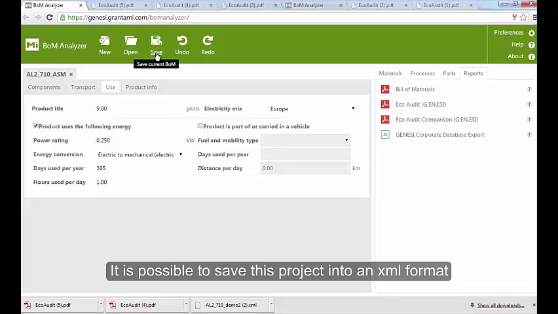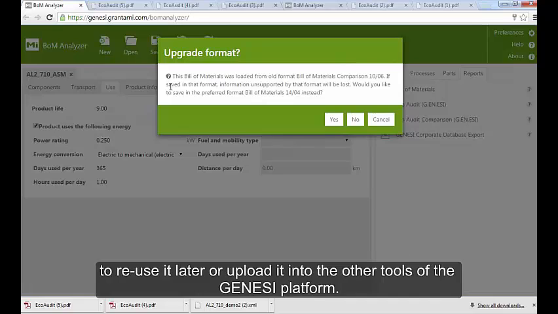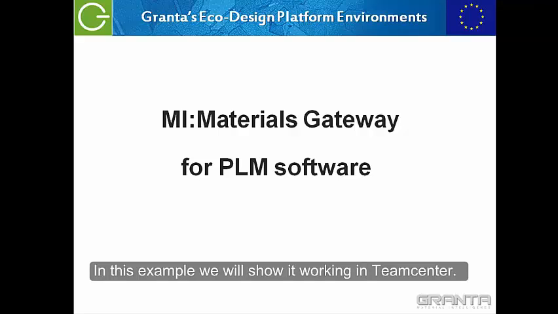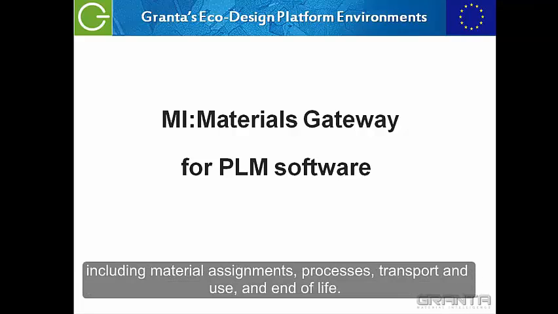It is possible to save this project into an XML format to reuse it later or upload it into other tools of the G.EN.ESI platform. The MI Material Gateway plugin is also available within the PLM software. In this example, we will show it working in Team Center. It has the same capabilities as the plugin for CAD software, including material assignment, processes, transport and use, and end of life.